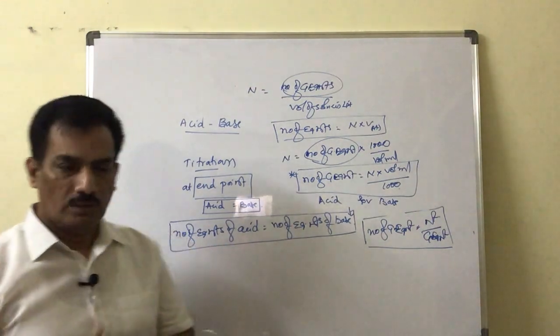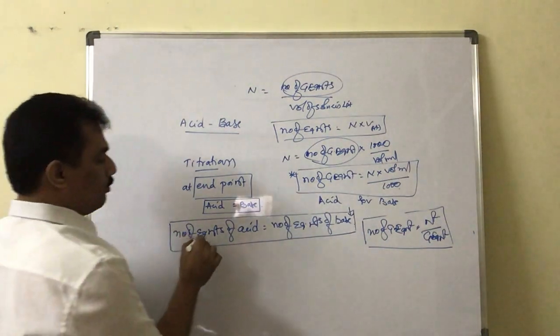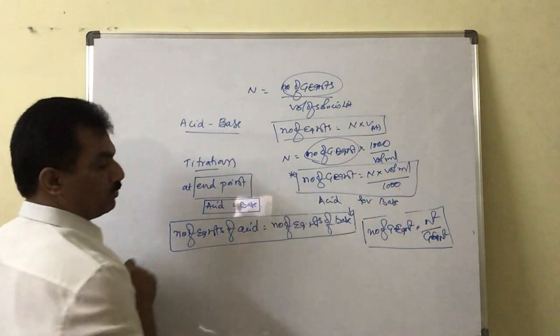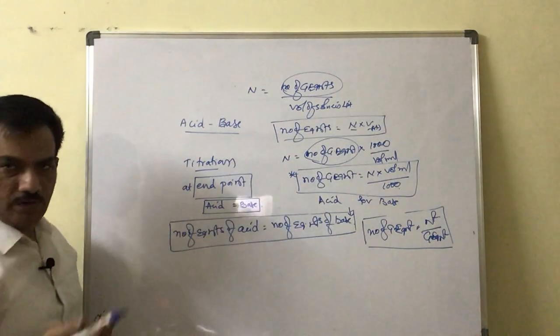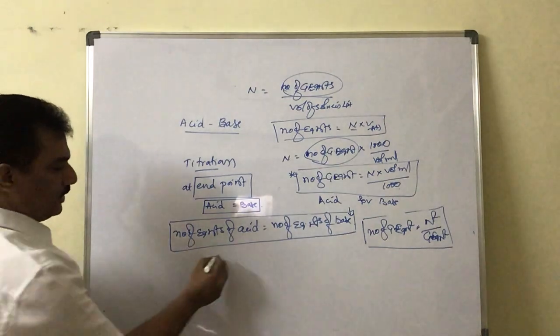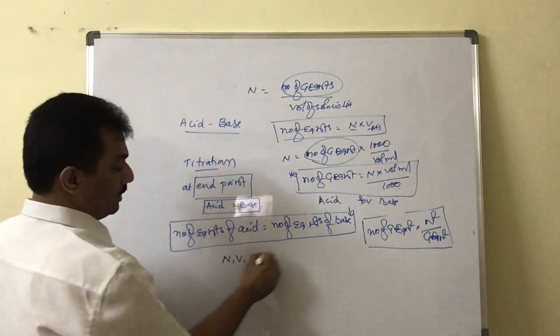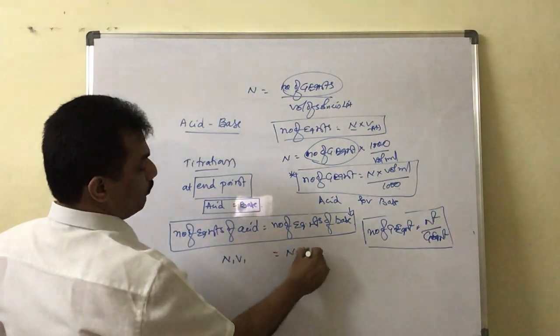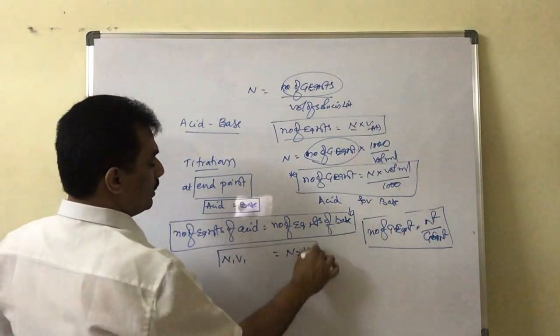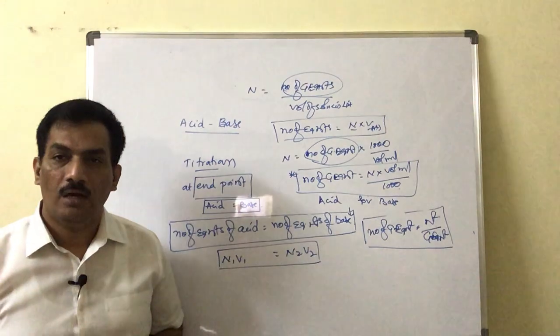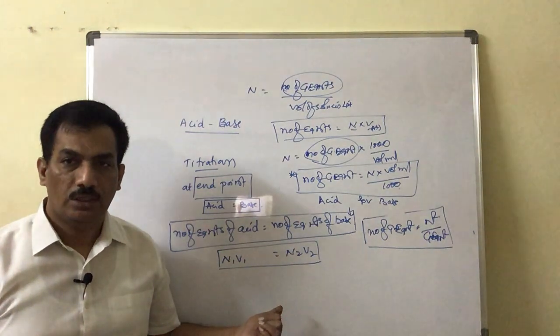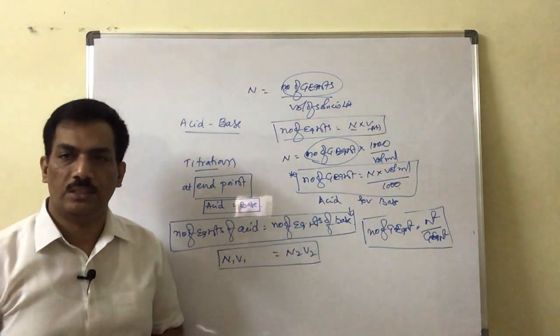Now when the number of equivalent weights of acid is equal to the number of equivalent weights of base, if normality and volume in liters is given, how to find? It is nothing but N1V1 = N2V2. If you observe, this is nothing but the law of neutralization in terms of normality. Already we studied about this. This is nothing but the law of neutralization.